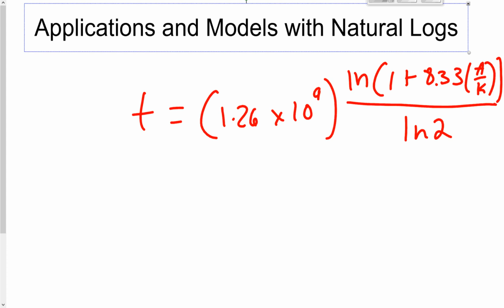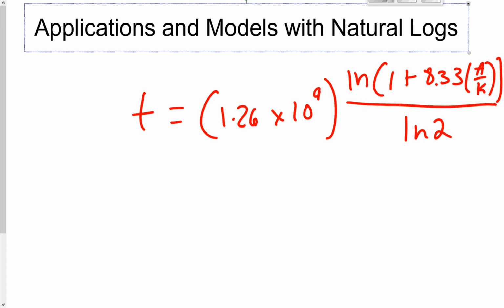And so we're going to go ahead and find out where A and K are the numbers of atoms of argon 40 and potassium 40. So A represents argon 40 and K represents potassium 40. And this is a formula that geologists use to measure the age of rocks.